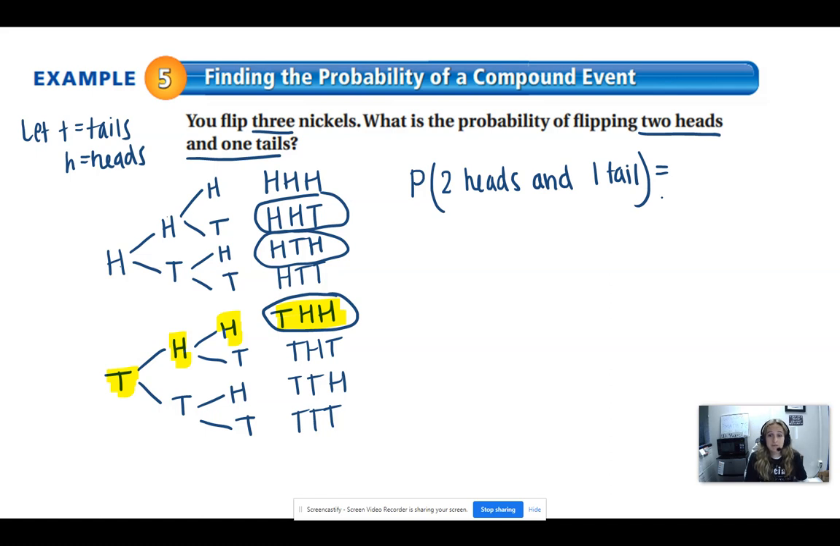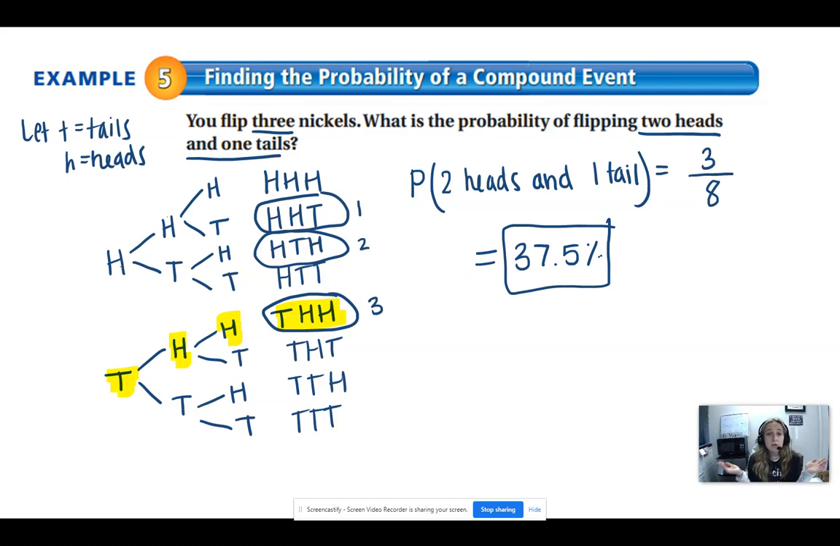Now we need to figure out how many different ways you could get two heads and one tails. Well, 1, 2, 3. So there are 3 possible ways, over the total number of outcomes you could have: 1, 2, 3, 4, 5, 6, 7, 8, because there are 8 different options. Remember, to find the probability, in your calculator you just do 3 divided by 8, and that gives you a decimal. If you turn that decimal to a percent, you get 37.5%. So the probability of flipping 2 heads and 1 tails is 37.5%.